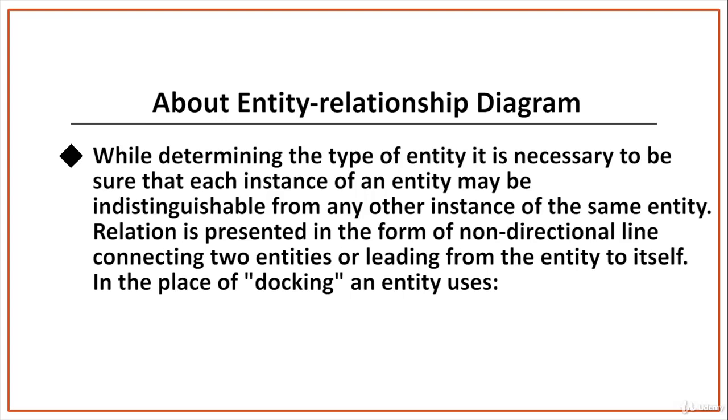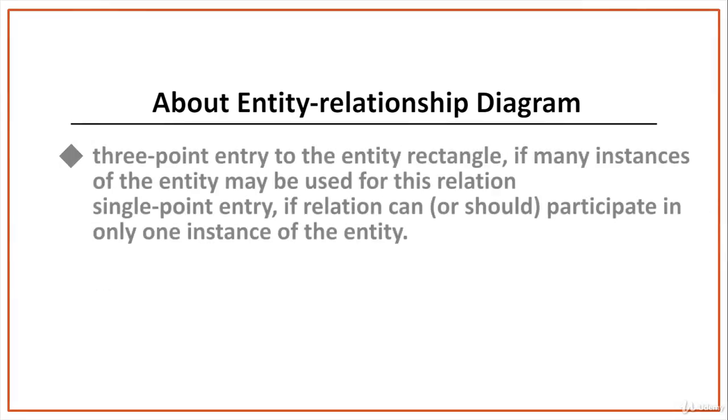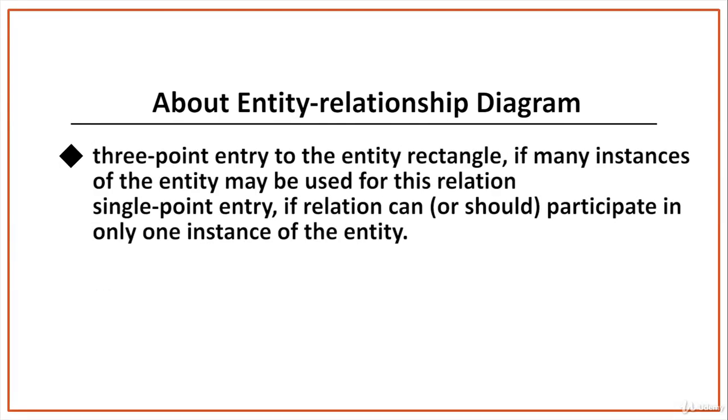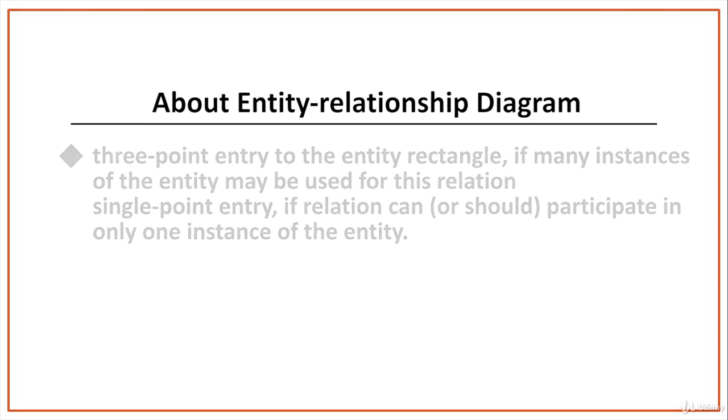Relation is presented in the form of a non-directional line connecting two entities or leading from the entity to itself. In the place of docking, an entity uses a three-point entry to the entity rectangle if many instances of the entity may be used for this relation, and a single-point entry if the relation can or should participate in only one instance of the entity.